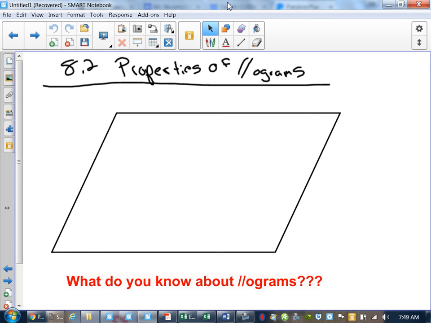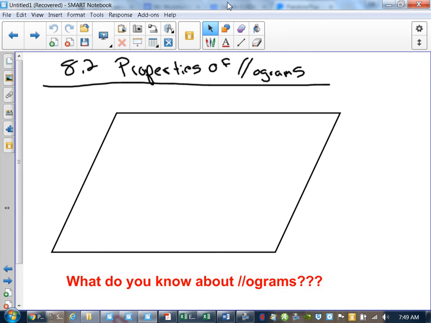Since the fact that it's called parallelogram, I'm going to go out on a limb and assume that at least something here is probably parallel. I know, it's a heavy science day. I think you can make it through. Okay. All right. So, if we have said parallelogram, what do you think you know about sides?